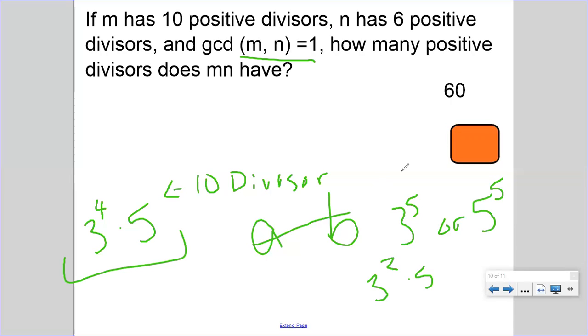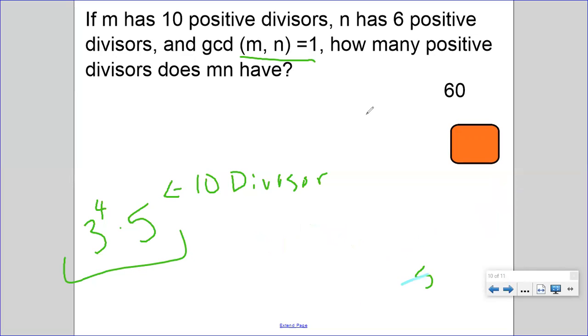Can I explain that one more time? I would love to. So they're relatively prime, which means that none of their factors are going to overlap. If this had prime factorization of 3 and 5, this is not allowed to have 3 and 5 with it. It has to be some other distinct prime. So let's say this is A to the 4th, B to the 1st, because that's how we could have 10. Or it could just be A to the 9th. Those are the only 2 ways.